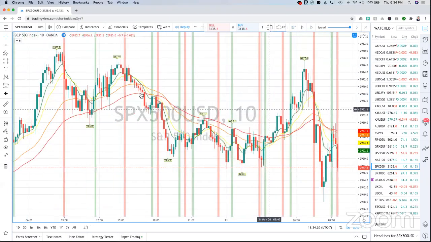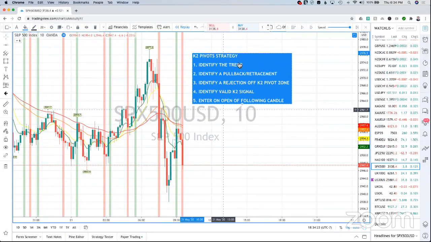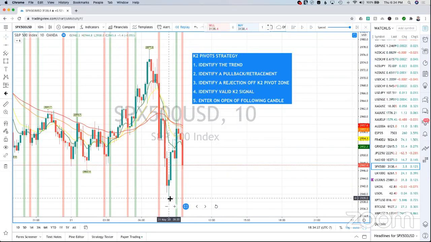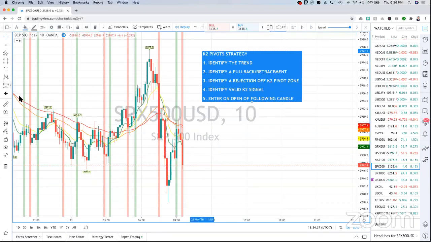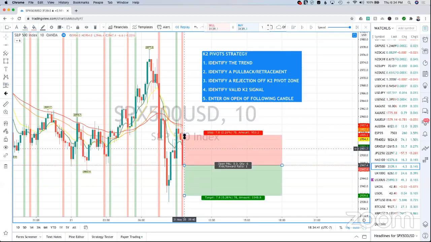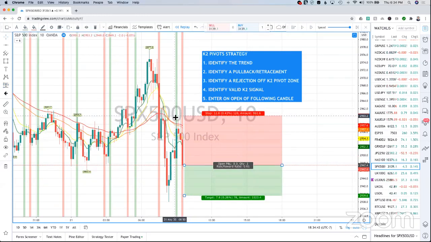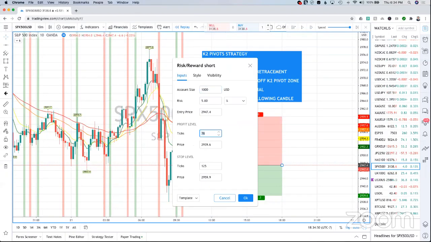price didn't break. So right here, identify the trend. Obviously, it's trending down. Identify the retracement. Price came down or traced up. Identify rejection. Rejected off the level 4 up here. Lastly, identify the valid K2 signal. Right here, we have a sell signal with a red bearish candle. And then we can enter on the open of the following candle right here. Place our stop loss at the previous swing, somewhere around here, 125. So 125 pips for a scalp.